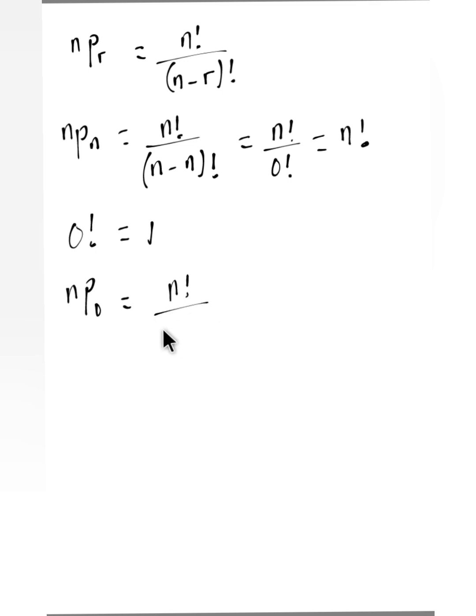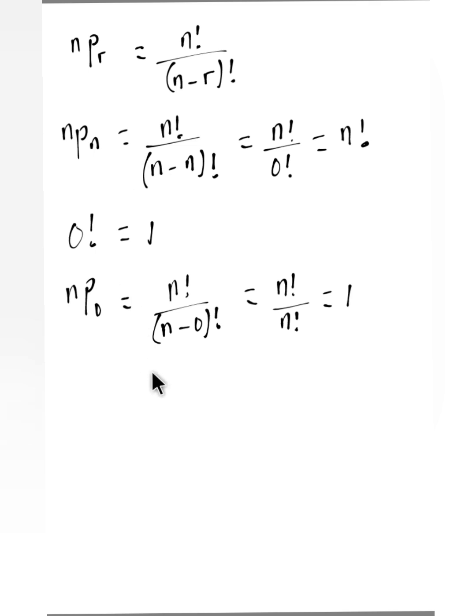Now this gives us n factorial all over 0 factorial, which is equal to n factorial. The reason for this is that 0 factorial is equal to 1. Then we still need to know that nP0 is equal to n factorial all over n minus 0 factorial, and this gives us n factorial all over n factorial, which is equal to 1. So we need to remember those two rules.